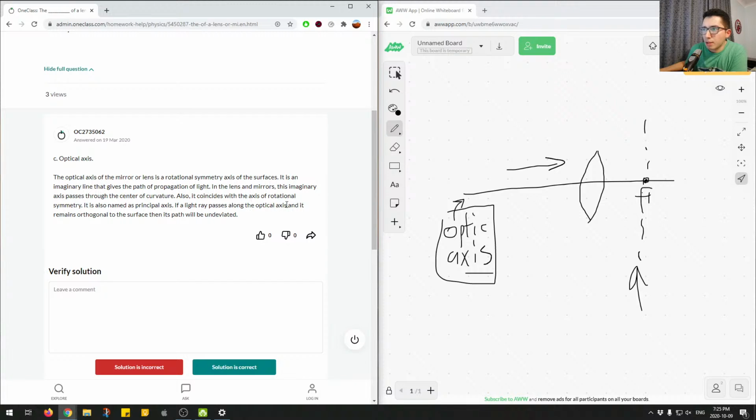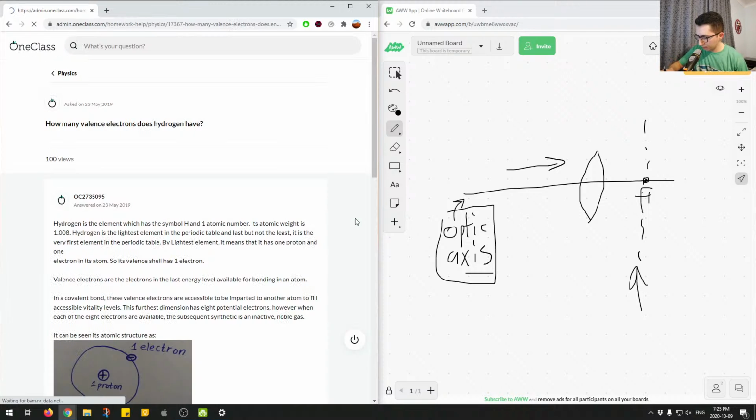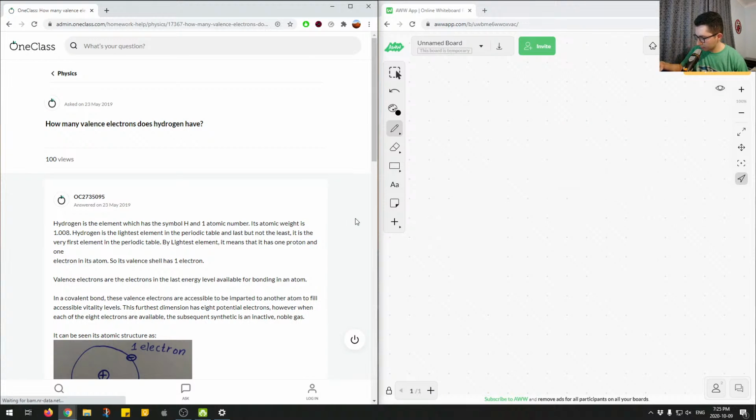If a light ray passes along the optical axis, it remains orthogonal to the surface. Then the path will be undeviated. So here, correct answer. Excellent work. And we'll mark that as correct. Okay, let's go on to the next question.